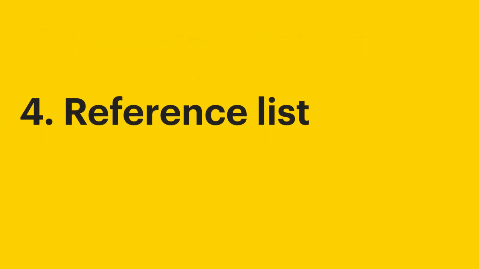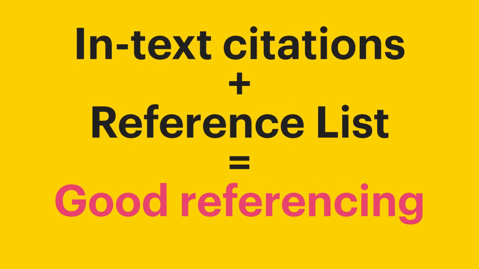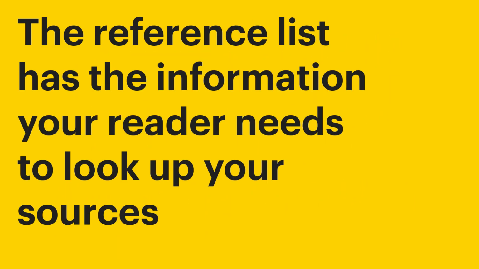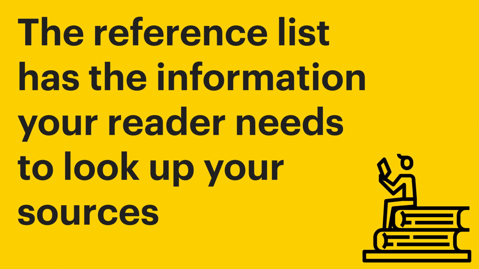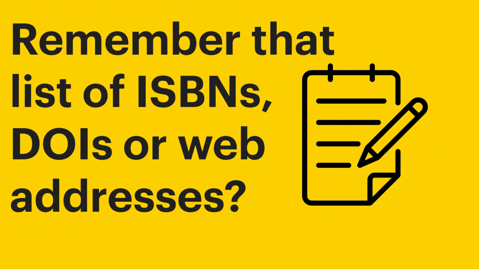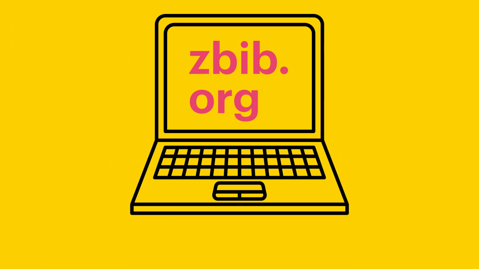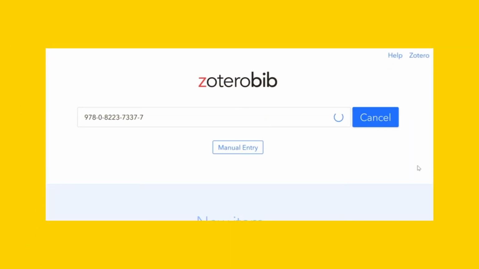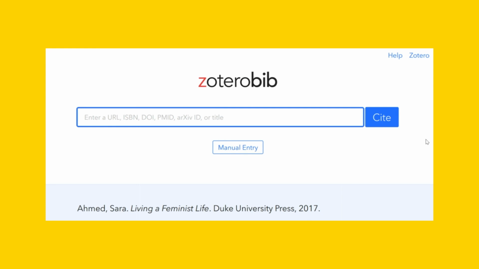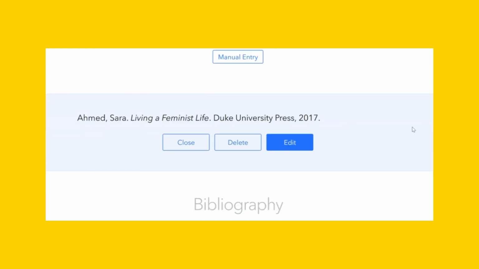Reference list. In addition to brief in-text citations, you'll need to provide a reference list. The reference list has all the information your reader will need to be able to look up the sources you used in your essay. This is where that list you've been keeping comes in. If you head to zbib.org, you can use the ISBN of the books you've cited and the web addresses or DOIs of the articles you've cited to start compiling your reference list.